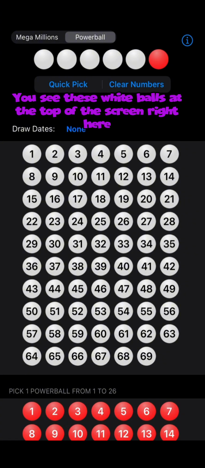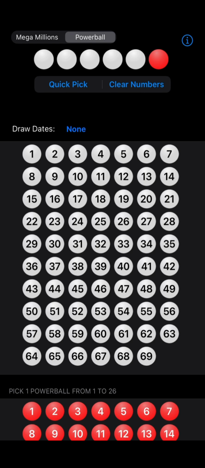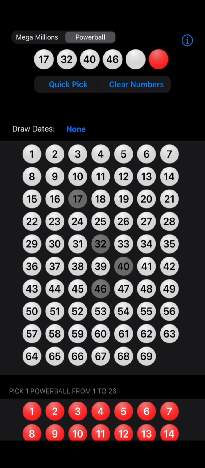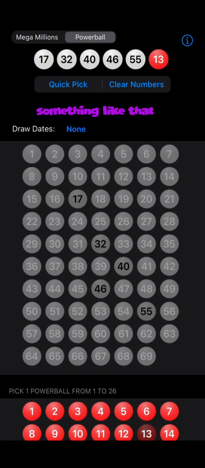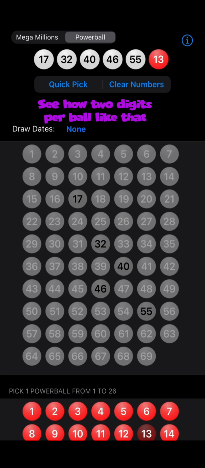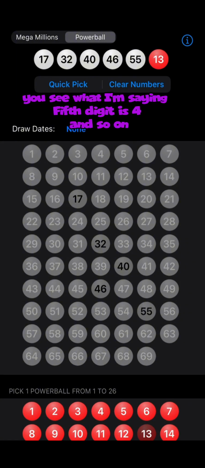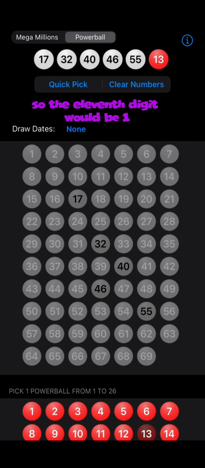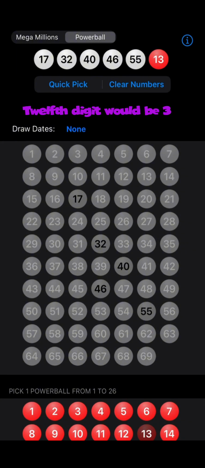I see these white balls off the top of the screen right here. So say the numbers are like this. First, there are 12 digits, with 2 digits per ball. The first digit's 1, second digit's 7, third digit's 3, fourth digit's 2, you see what I'm saying? Fifth digit's 4, and so on, all the way up to the Powerball. The Powerball is the 11th and 12th digits. So the 11th digit would be 1, the 12th digit would be 3.